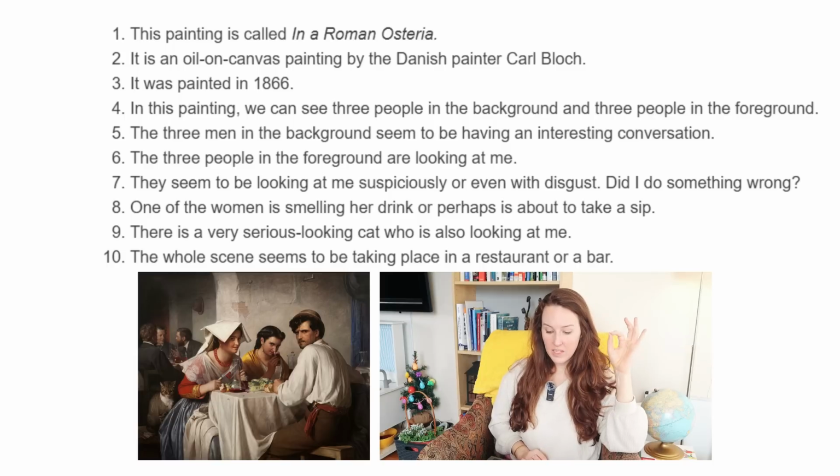1. This painting is called In a Roman Osteria. 2. It is an oil on canvas painting by the Danish painter Carl Bloch. 3. It was painted in 1866.